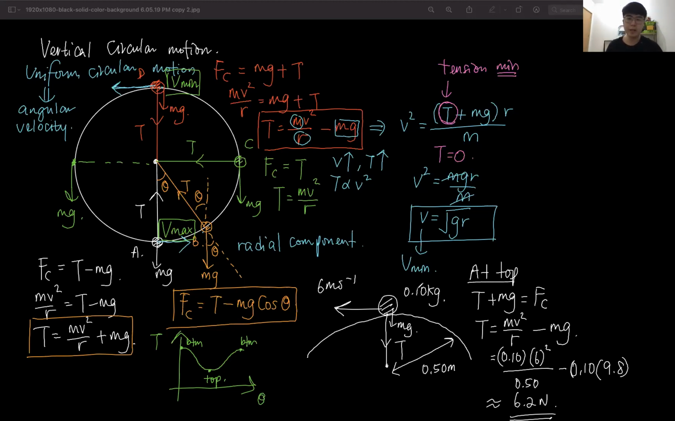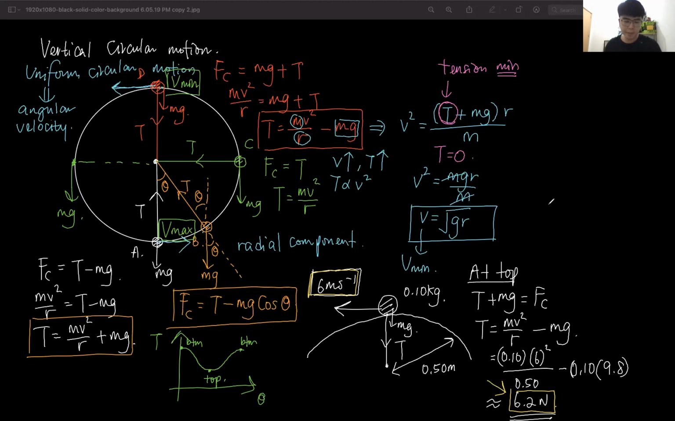Okay, so say you want to calculate the speed. What's the speed at this position? The minimum speed is 6 meters per second? No, right? It's not the minimum speed. How do you know? Because you have tension, right? Your tension is 6.2 Newton at the top. It is not 0. So meaning that 6 meters per second is not the minimum velocity.